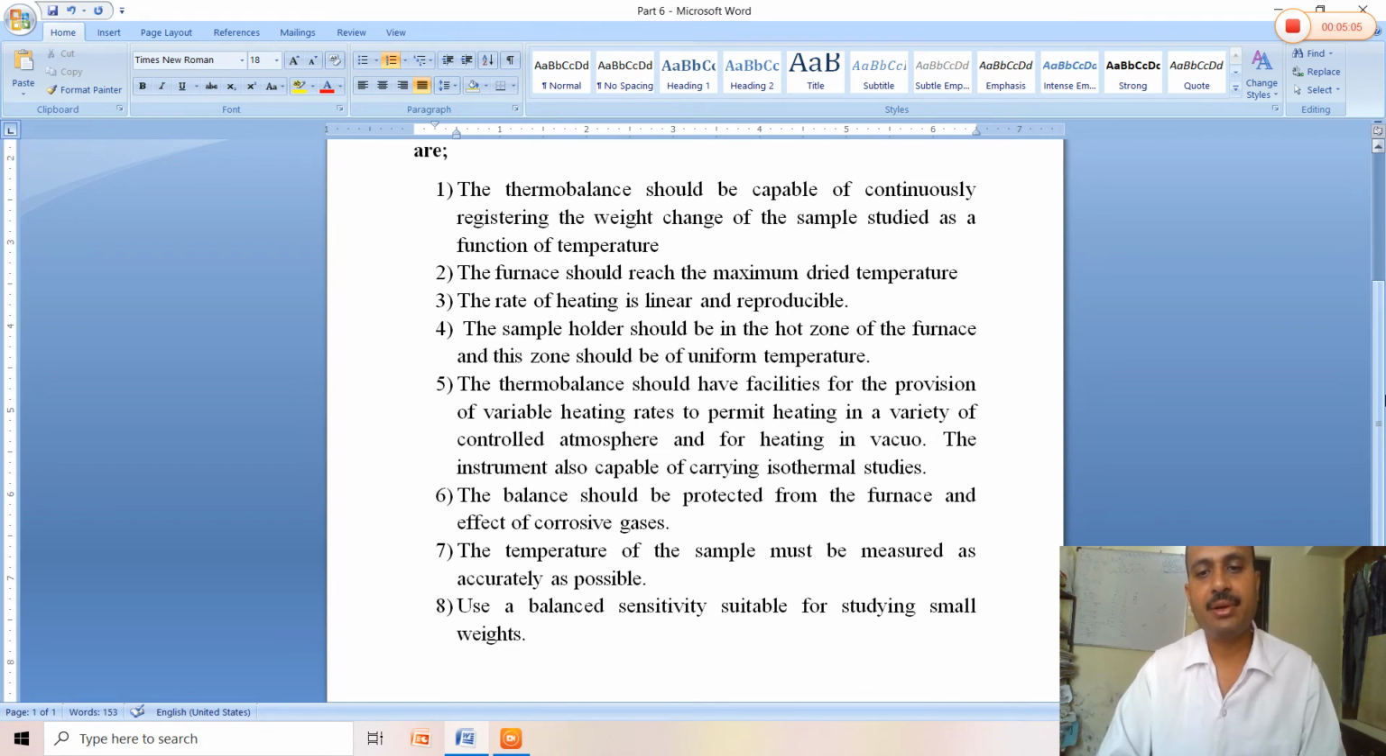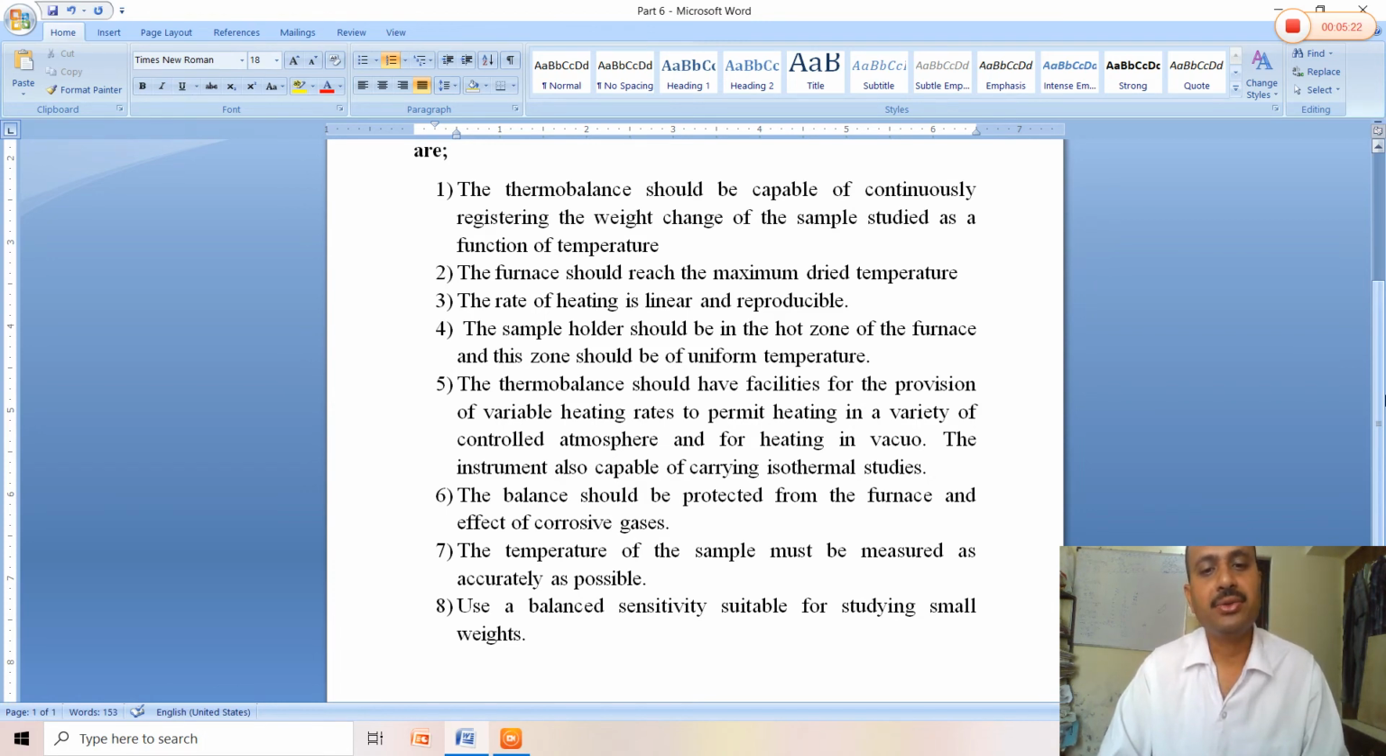Now the next one is that the temperature of the sample must be measured as accurately as possible. The thermobalance should have the ability to measure the temperature, and here the pyrometer has the ability to measure the temperature, and this temperature measurement should be as accurate as possible.